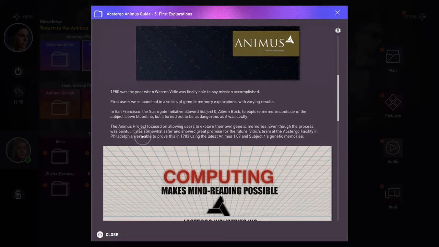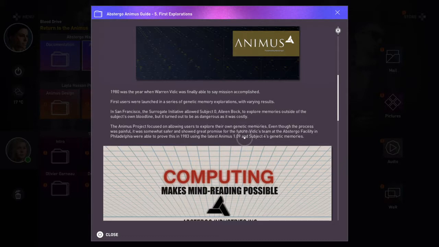So we know you have to stay in your own bloodline in order for it to not be dangerous to you or others. Even though the process was painful, somewhat safer, showed great promise. Oh, this is their own genetic memories. Great promise in the future.